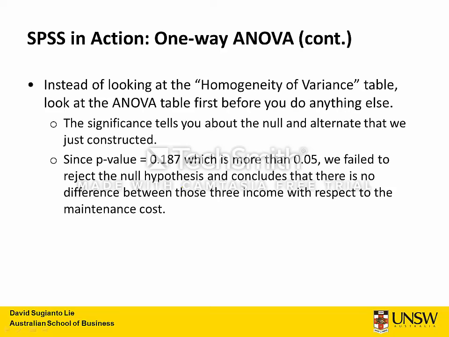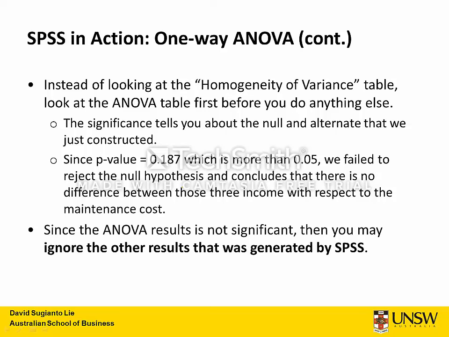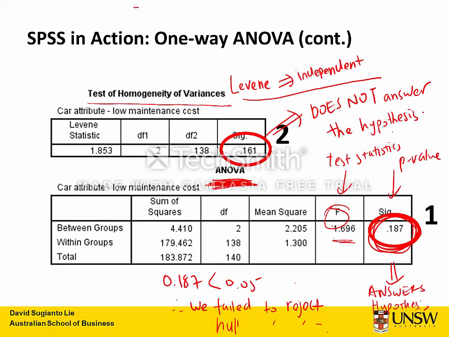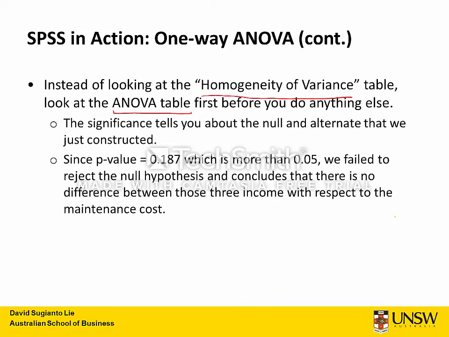First of all, I think this slide outlines what you should do. Instead of looking at homogeneity of variance, you should look at the ANOVA table first before doing anything else. Again, you should look at the ANOVA table, which is the second one here. Since the p-value is 0.187, which is more than 0.05, we fail to reject our null hypothesis and conclude that there is no difference between income groups.